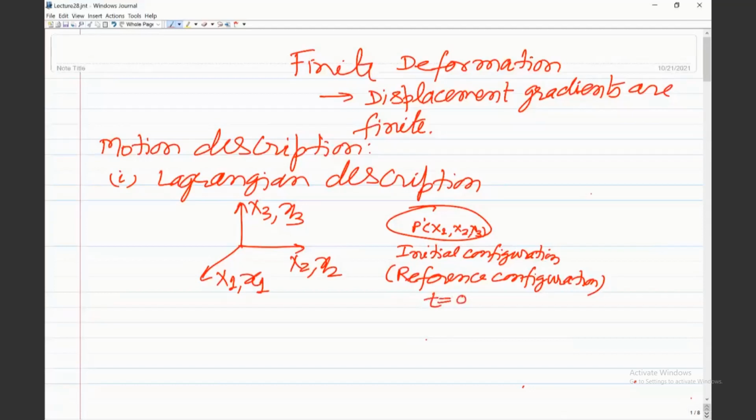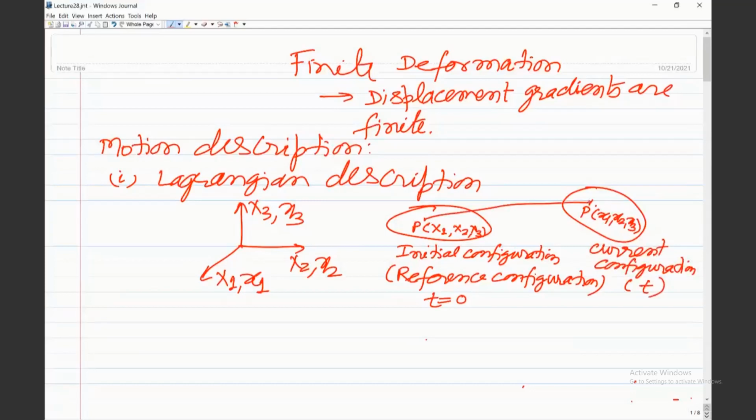Now the body deforms, and this point P goes to P dash, and its coordinates in the deformed configuration are x1, x2, x3. This is known as the current configuration, and this is at any time t. So the point P is going to P dash. Here point P, we call it a material point.